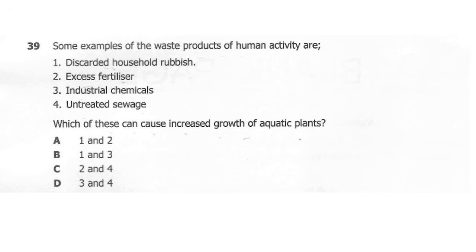Well done, chat. The correct answer here is C. We are going to see an increase in growth of aquatic plants. That is referred to as eutrophication. Eutrophication can be caused by excessive fertilizer running off into the pond, as well as untreated sewage. So our answer here is 2 and 4. Well done, chat.